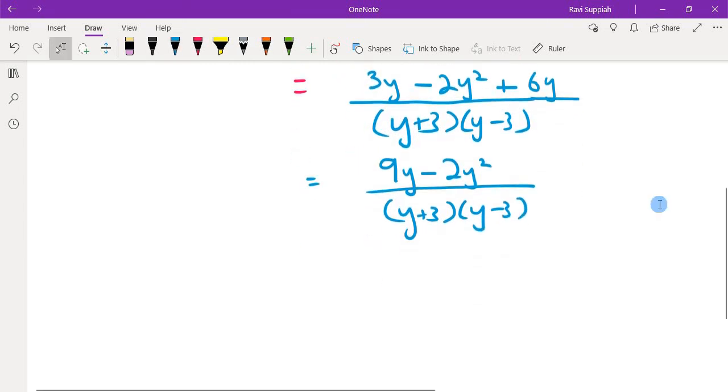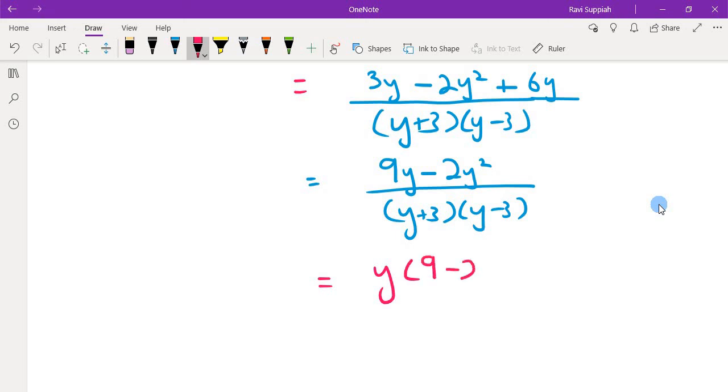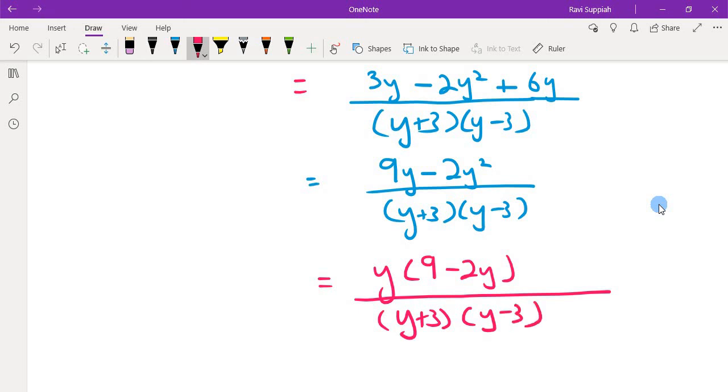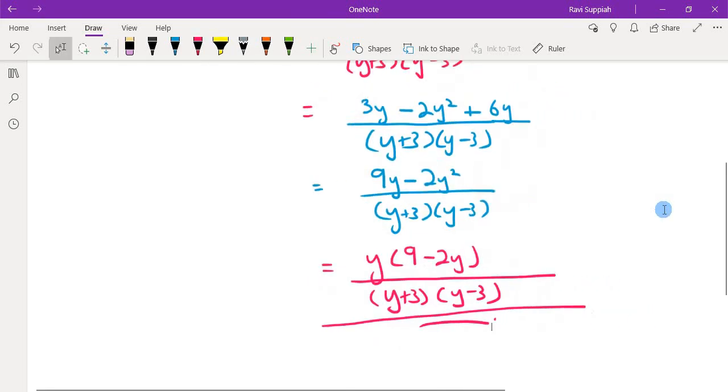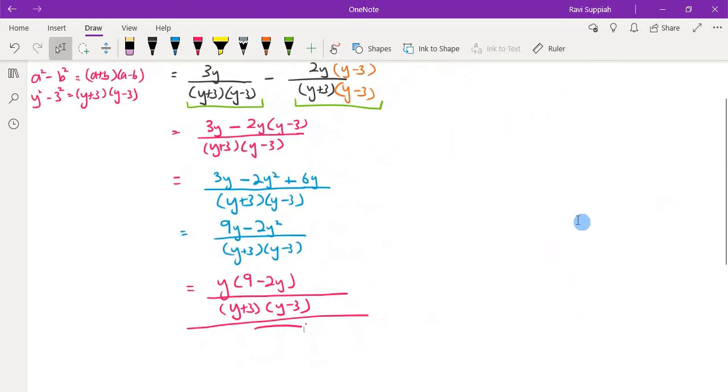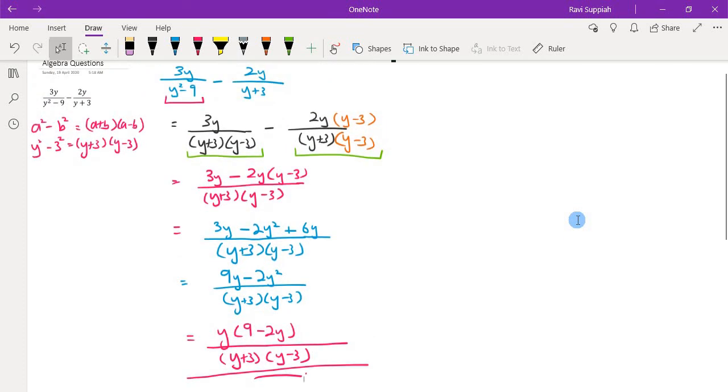And of course one last step that you can probably do here is to just factorize out the y on top. So y times 9 minus 2y, divided by y plus 3 and y minus 3. So that is the final answer for this question here. Let me just zoom out so you can see it clearly. Thank you.